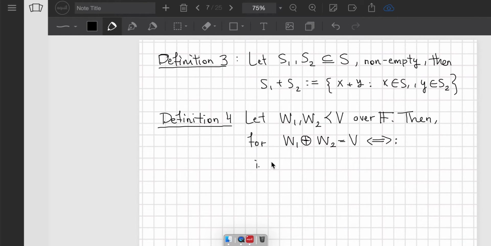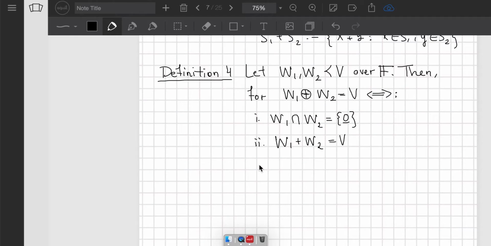The first condition is that W1 intersection W2 contains only the zero vector. Obviously, it can't be empty because all vector subspaces need to contain the zero vector. That's the third condition for a subset to be a subspace. So the zero vector has to be in the intersection, but nothing else. The second condition is that W1 plus W2 is equal to V. And here is where Definition 3 comes into play. And obviously, W1 and W2 have to be subspaces of V.